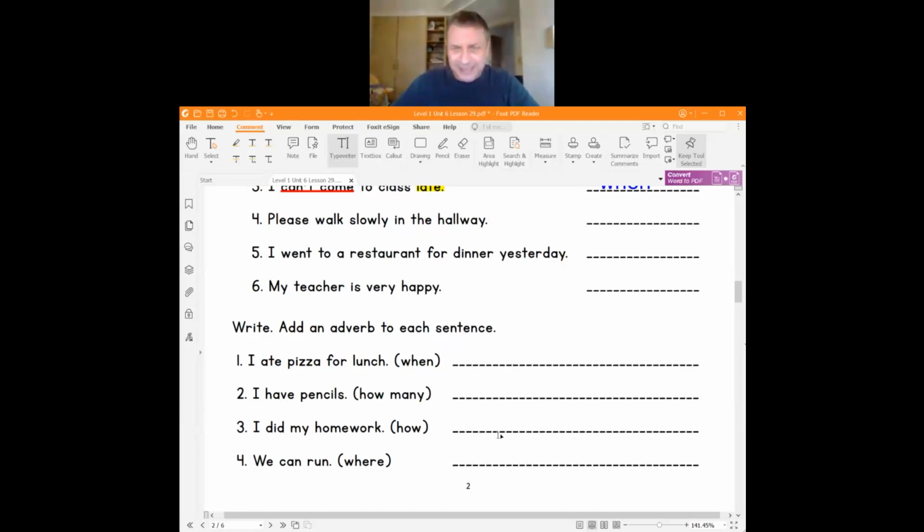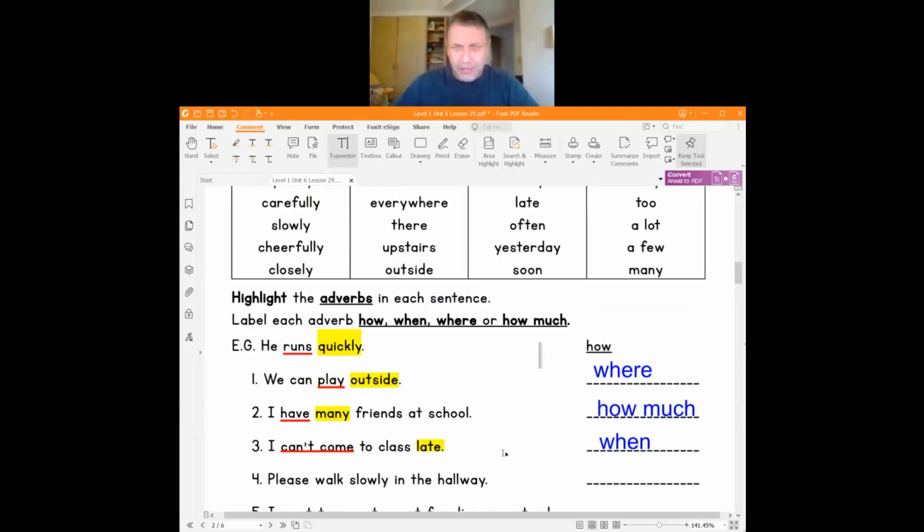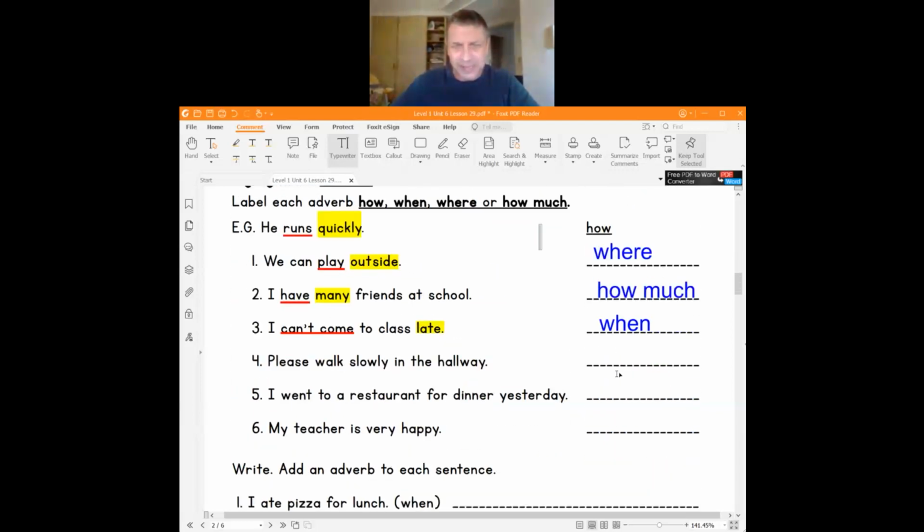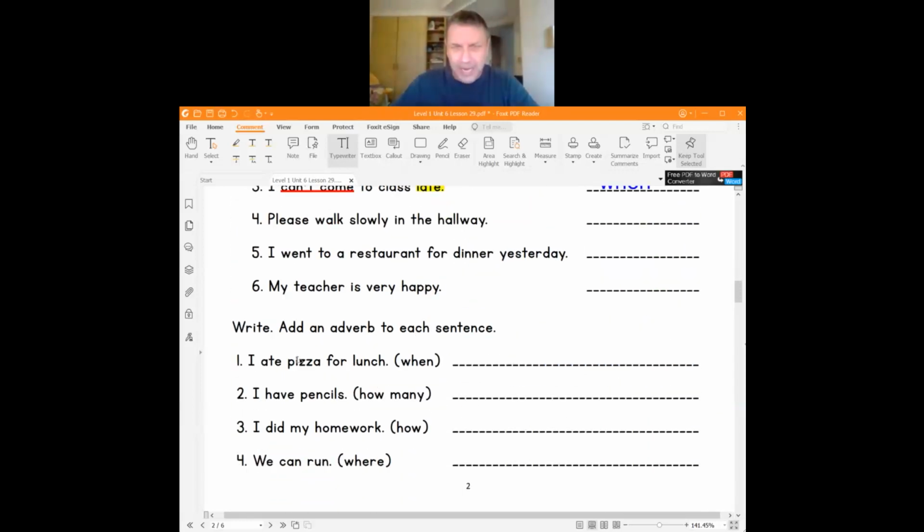Now, here we have writing sentences with adverbs, okay? And they tell you what kind of adverb they want you to add. When, how many, how, or where. And you can find examples of those right here. Or you can add another one. You can say a different one that's not there.